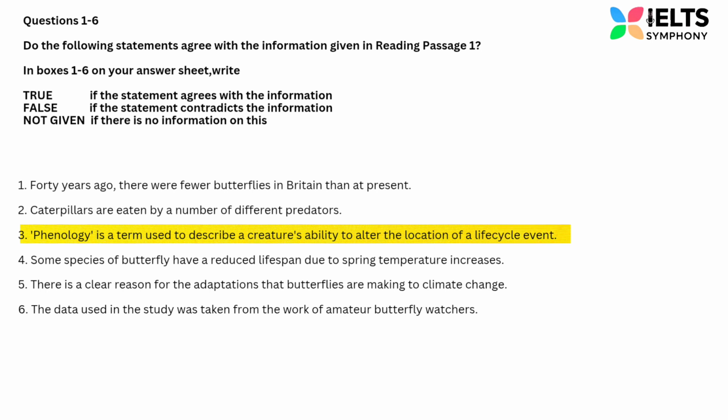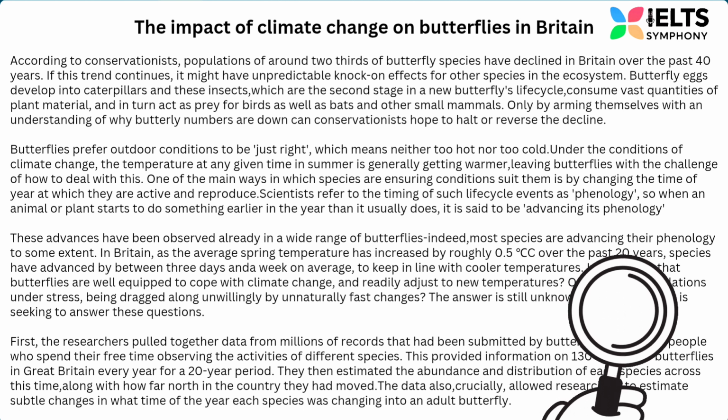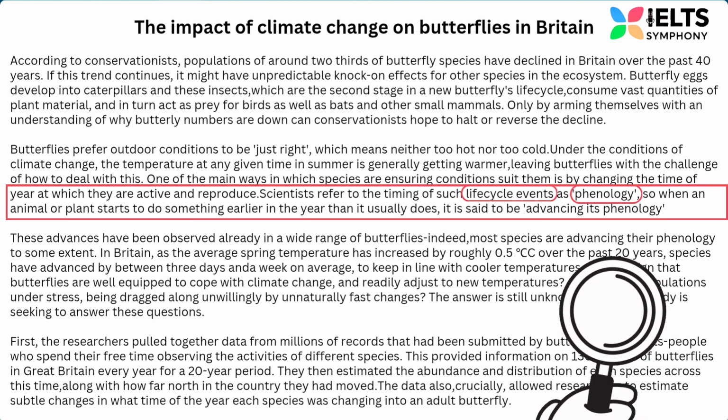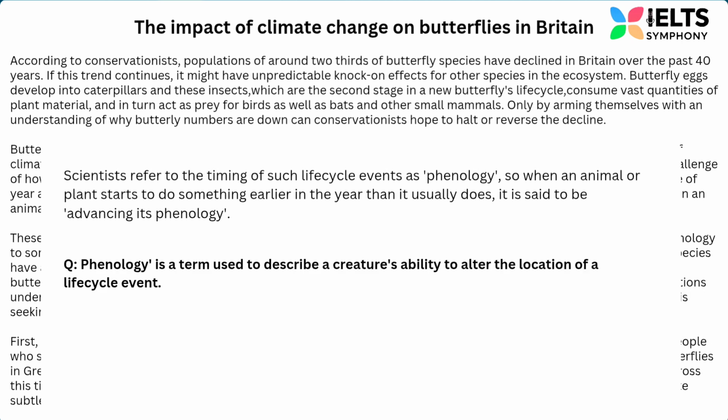Phenology, location, and life cycle event are my keywords, and now we will look for these words in the passage. Scientists refer to the timing of such life cycle events as phenology. So when an animal or plant starts to do something earlier in the year than it usually does, it is said to be advancing its phenology. After reading it, we find that yes, animals do something earlier than the usual time, which is named phenology. Yet we need to make sure, is it location related or not?